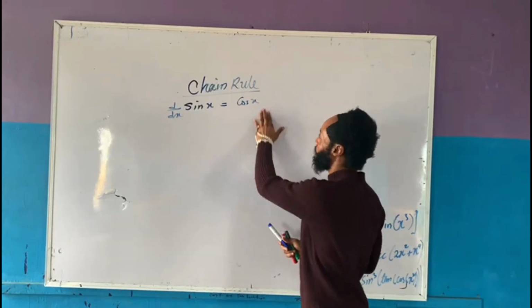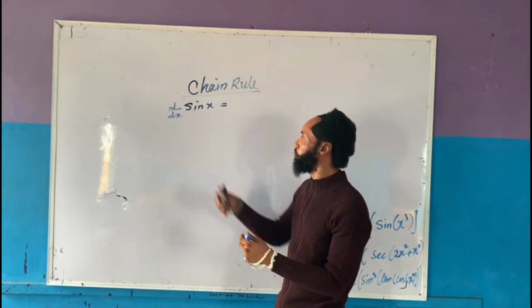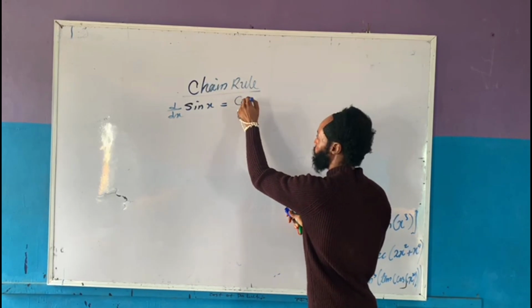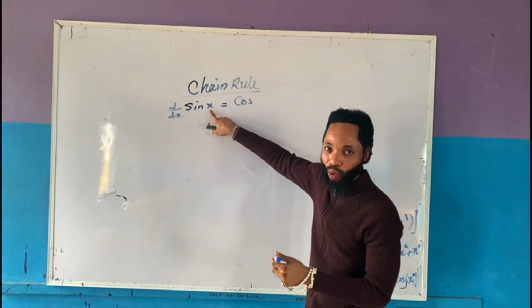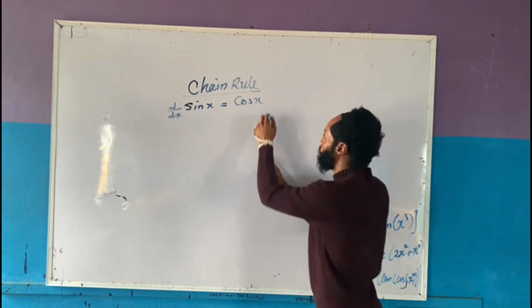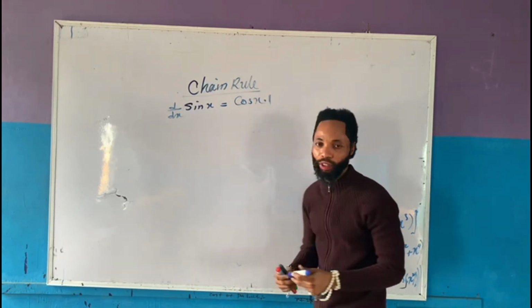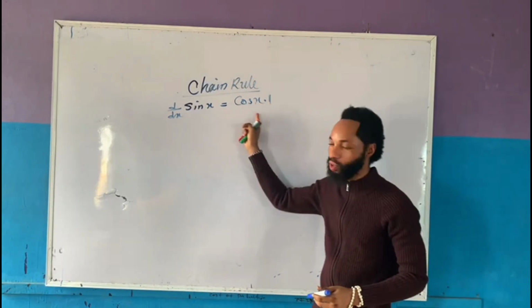Why is that? The first thing we understand about chain rule is that if you differentiate sine, you're going to get cos. When you differentiate sine, keep the angle the way it is, do not touch it. Then if you differentiate x, you get 1. Cos x times 1 is still cos x, so it doesn't make any difference.